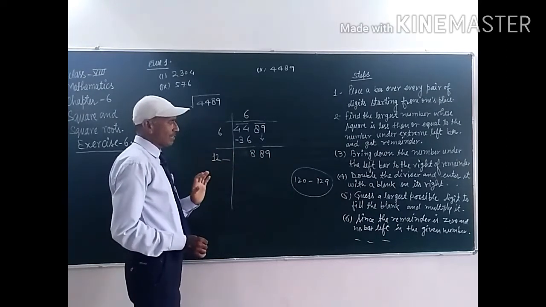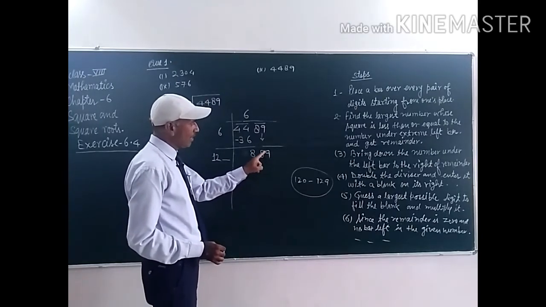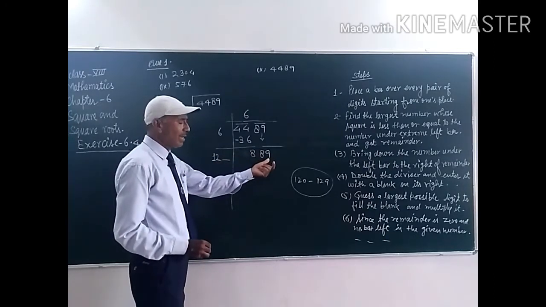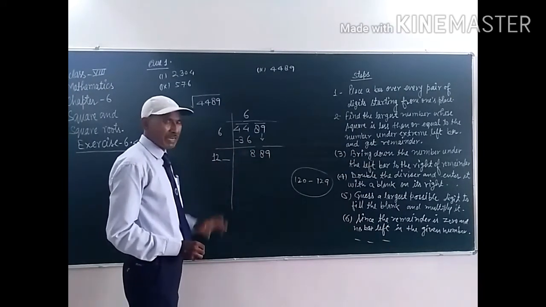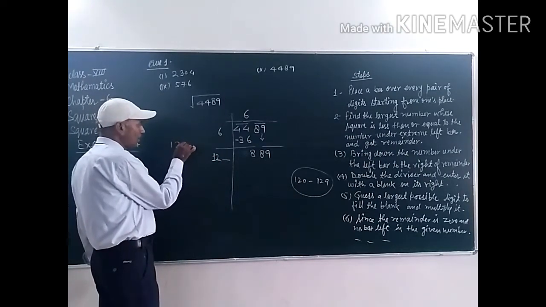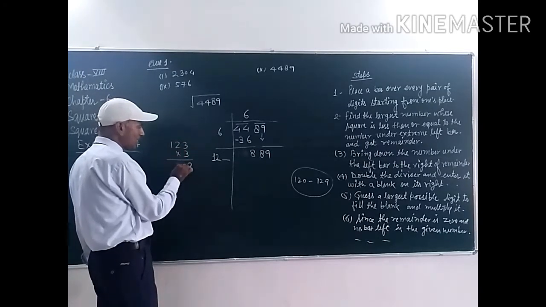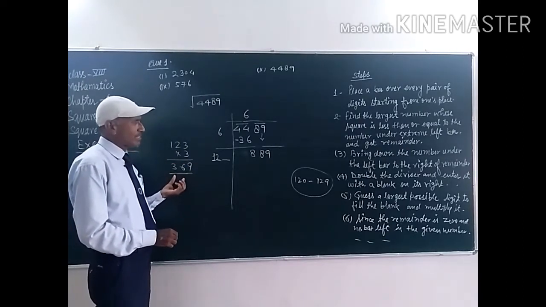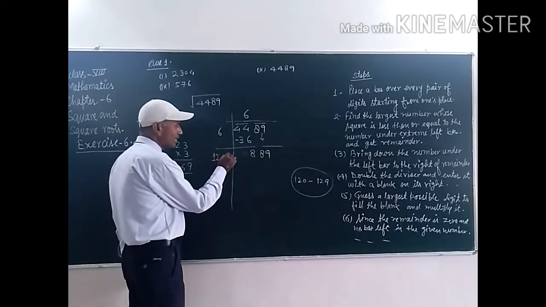So we have to guess a number whose square ends with the unit digit 9. If we take 3, 3 threes are 9. If we take 7, 7 sevens are 49, so the unit digit will also be 9. If we take 3, it will be 123, and multiplying by 3: 3 threes are 9, 3 twos are 6, 3 ones are 3. It will be 369. This number is less than 889, so we have to multiply by 7.